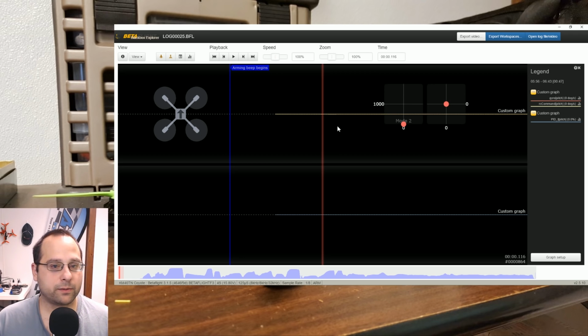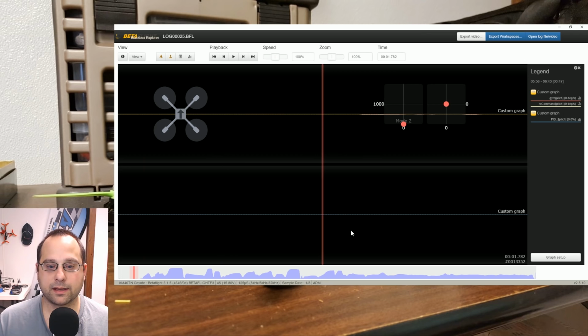We haven't taken off yet. We haven't throttled up yet. The motors are just idling. And we can see that the I term is at 0. There is no persistent bias for the I term to compensate for. There's no error. Nothing's really going on.